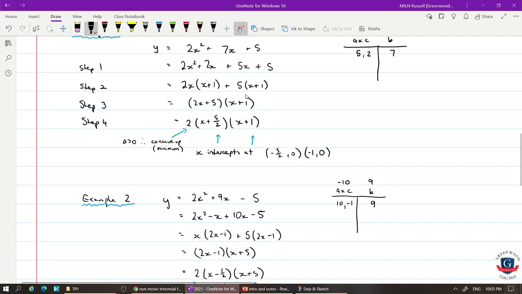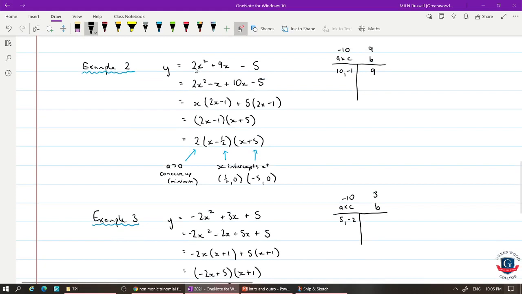It's a similar expression, except now I've got a negative sign here, and we'll see how that changes things. A times c will give me negative 10. I've written that up here. I've got 9x in the middle. I'm looking for factors of negative 10 that add to 9. That would be 10 and negative 1. 10 times negative 1 is negative 10. 10 take 1 is 9. Looking at these, I'll want to use the negative 1 this time. So splitting the middle term 9 into negative 1 and 10.